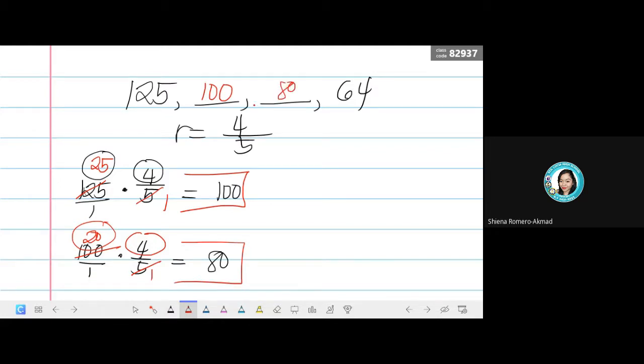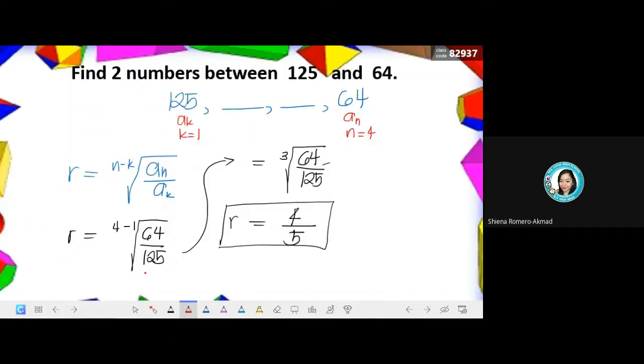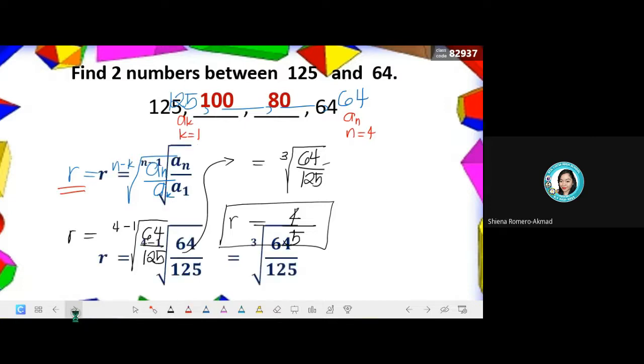Now, what are the two terms in between 125 and 64? That is 100 and 80. Okay, so paano natin nakuha yon? First, we solve for the ratio. And then after finding the ratio, we simply multiply for us to get the next terms. Okay?